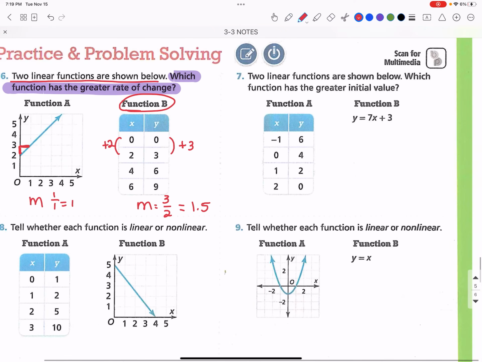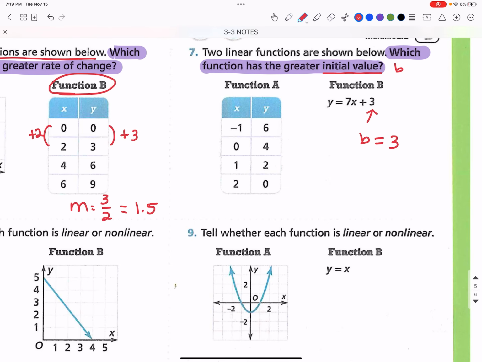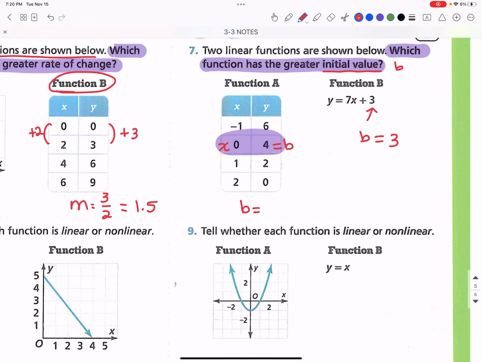This says 2 linear functions are shown below. What are they asking you to compare here? They're asking you to compare which function has the greater initial value. So they're asking you to compare the b's. Well, that's easy here. Your b here equals 3. What's your b here? Well, you can do it the hard way. You can find your slope and plug it into y equals mx plus b. But on this one, they kind of give you a gift. They give you the b. Remember when I told you, when your x is 0, what does that make this? That makes that the b. So for function A, the b equals 4.